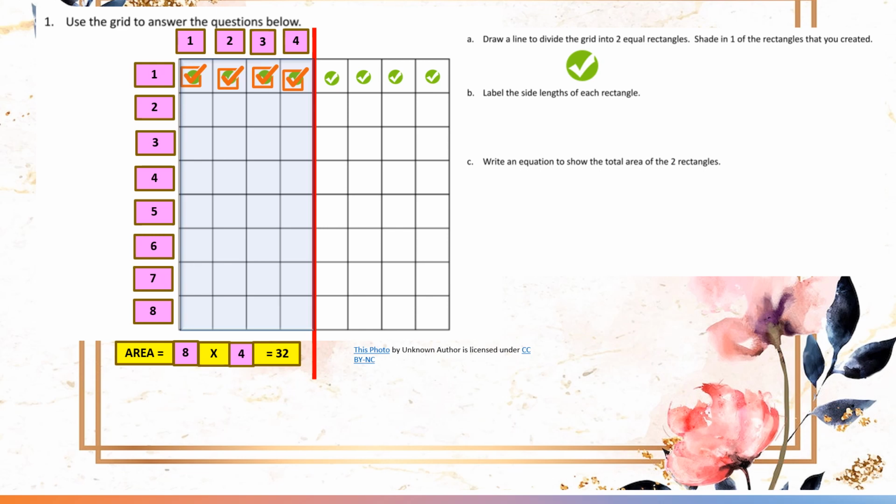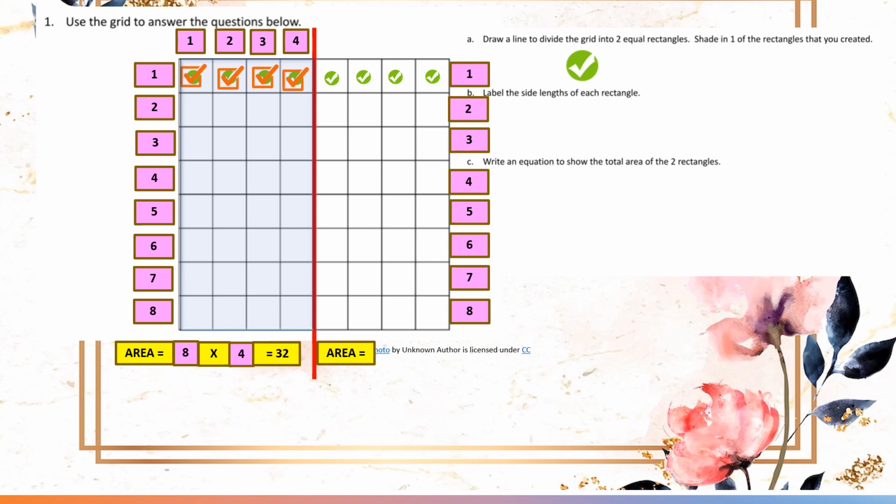Now, I still have to label the rectangle on my right-hand side, which is the white one. So let's go ahead and label the length of the white rectangle. 1, 2, 3, 4, 5, 6, 7, 8. All right, so the length of the white rectangle on my right-hand side is 8.